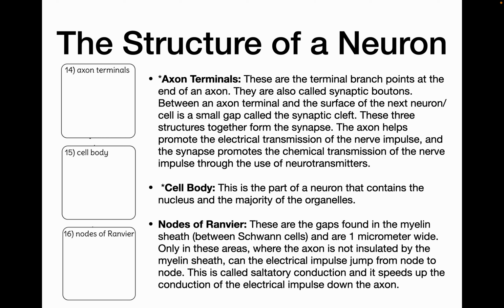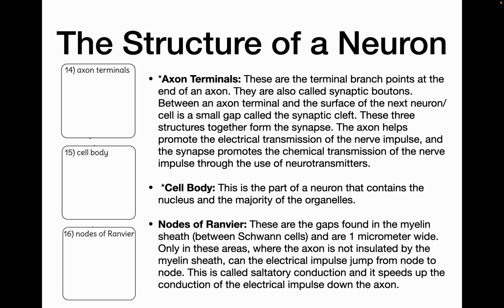Then we get to the cell body, which everyone needs to know. This is the part that contains the nucleus and most of the organelles that the neuron needs to keep itself functioning properly. The nodes of Ranvier, these ones are more important for HL, but they're the gaps in the myelin, because HLs have to know how that works. SLs just have to know that myelin makes things go faster, but HLs have to know why.